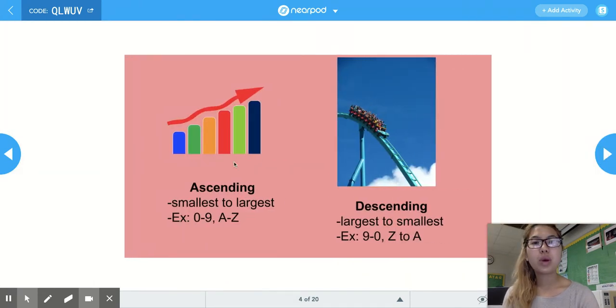Before we go into the lesson, I just want to review 2 important words. The first word is ascending, and so that means to go up. So if you're asked to order numbers in ascending order, you're going to be ordering the numbers from smallest to biggest, or smallest to largest. So for example, from 0 to 9 or from A to Z. With the word descending, that means to go down. Descending order would be the largest number to the smallest number. So for example, from 9 to 0 or from Z to A.